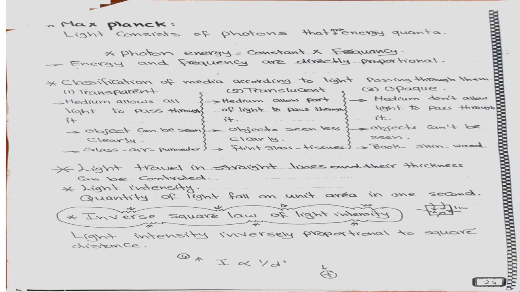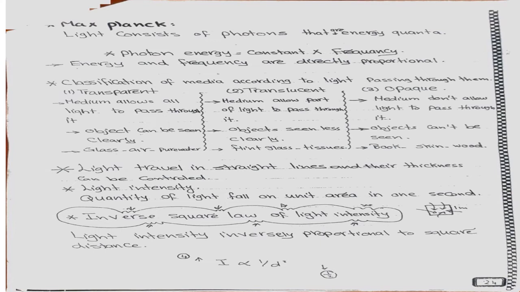Then traveling of light. Finally, what's meant by light intensity? Light intensity is the quantity of light which falls perpendicular on unit area in 1 second.